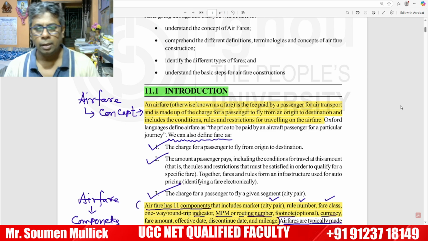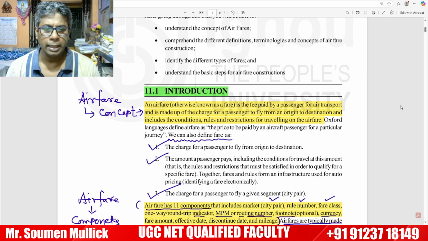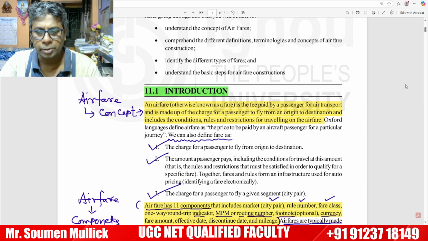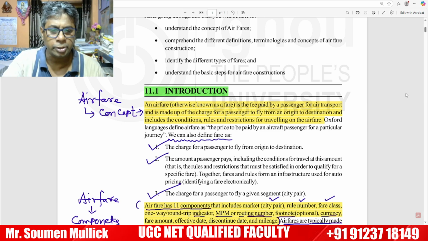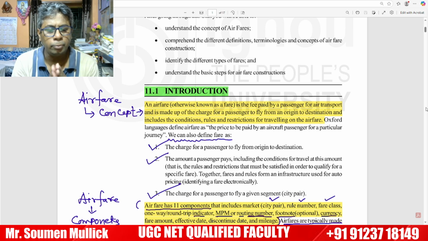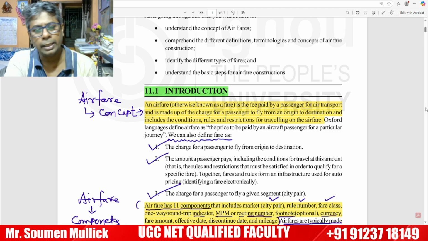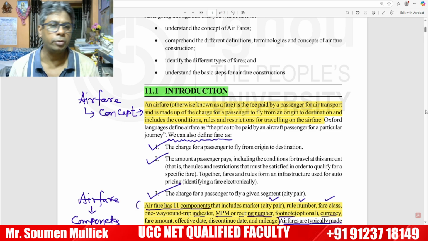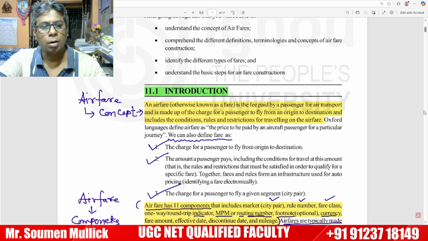Airfare is the fee paid by the passenger for air transport and is made up of the charge for the passenger to fly from an origin to a destination, including the conditions, rules and restrictions for traveling on the airfare. So what do we mean by airfare? Airfare means there is a fee paid by the passenger for air transport. The passenger has to pay for air transport to fly from origin to destination, to reach the destination, but it is based on certain conditions, rules and restrictions for traveling on the airfare.